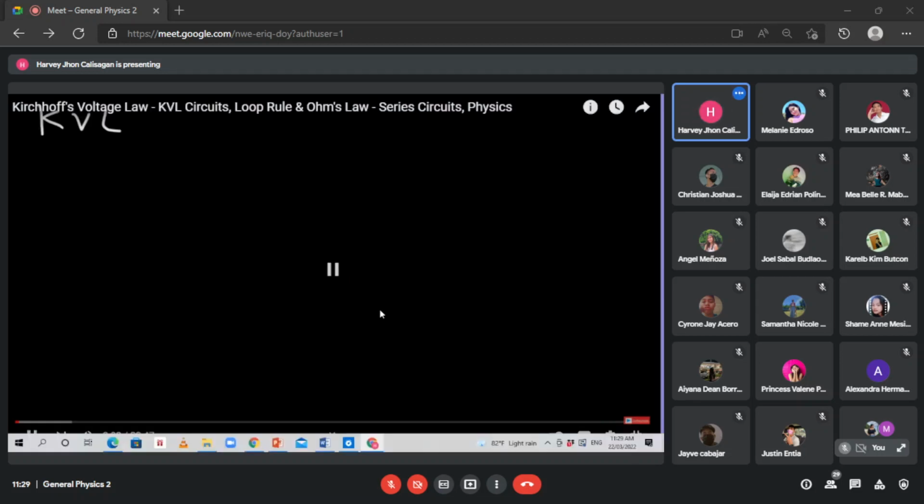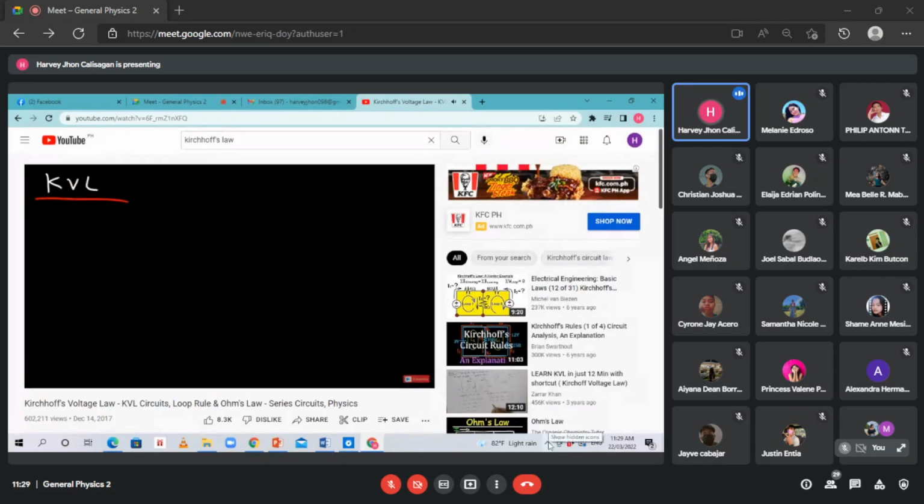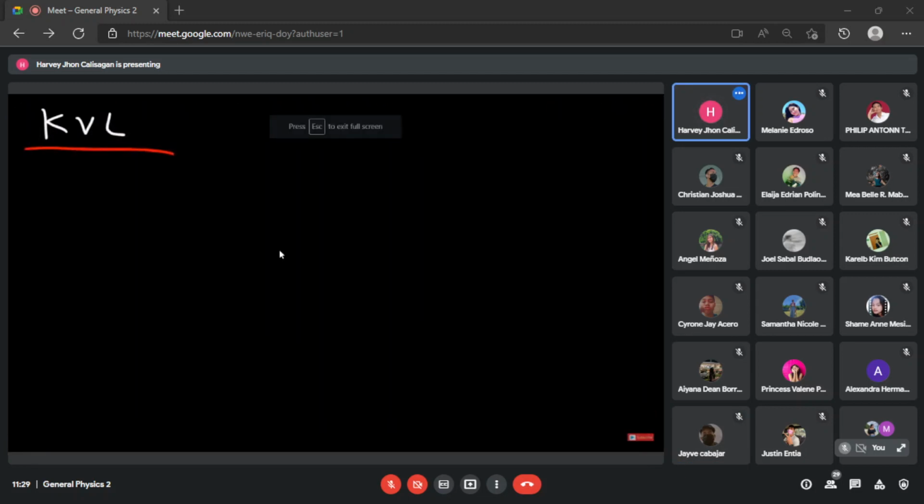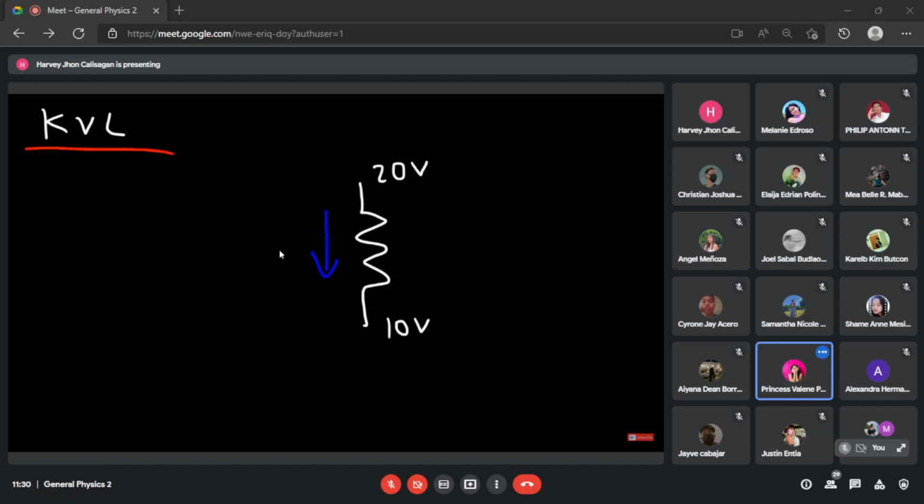Now, this law states that if you have a closed circuit, some voltages are positive and others are negative. So you need to determine which ones are positive and which ones will be negative. Let's say we have a resistor, and this is at 20 volts and this is at 10 volts. You know that current naturally flows from high potential to low potential. So it flows from positive to negative.